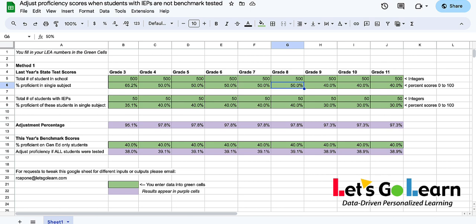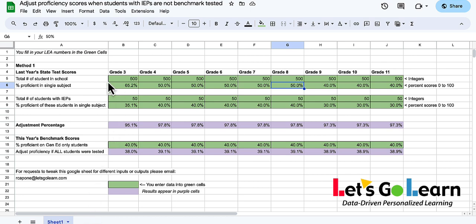So let's say, a good example, everyone's using MAP or everyone's using iReady. So your superintendent says, look, we need to have data. We want to predict how we're going to do in the state test. I don't want you to not allow students with IEPs to test because it's going to skew our data. So this is how you can adjust for that.